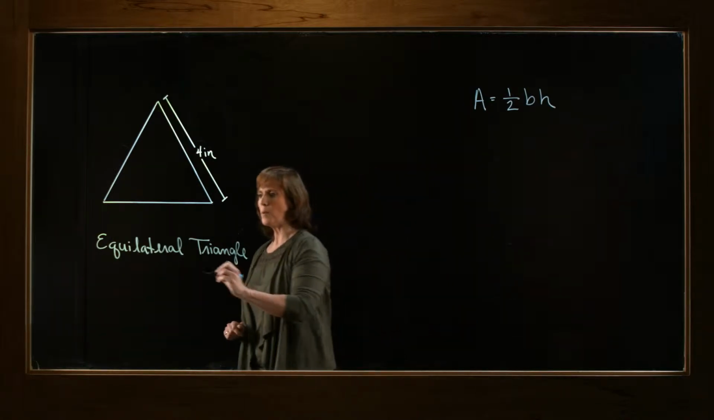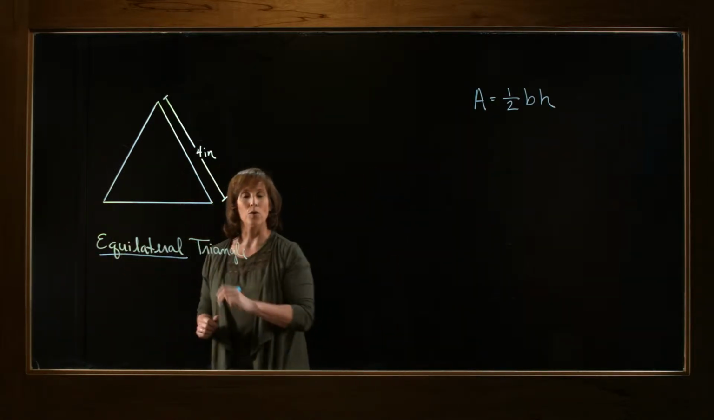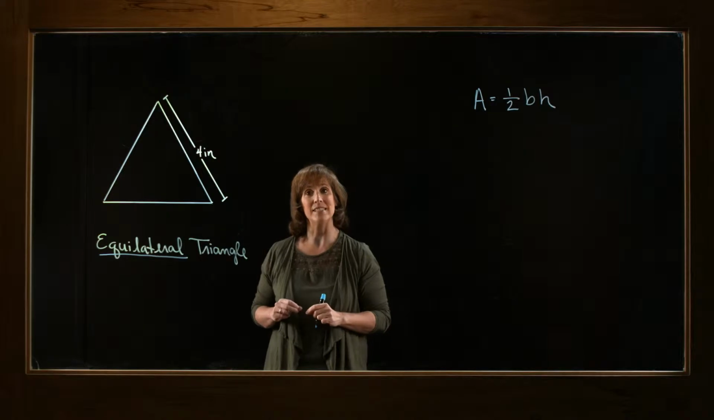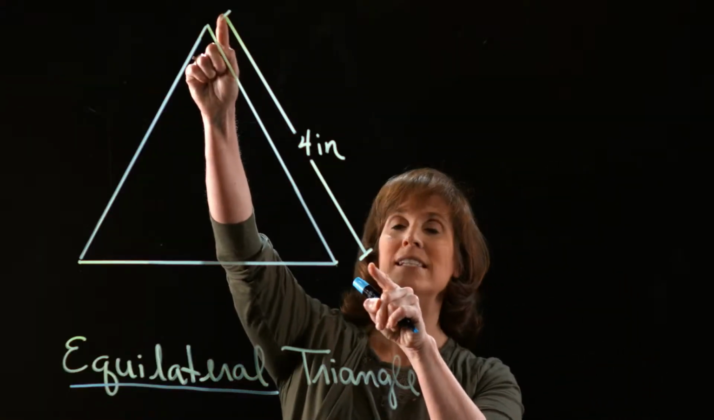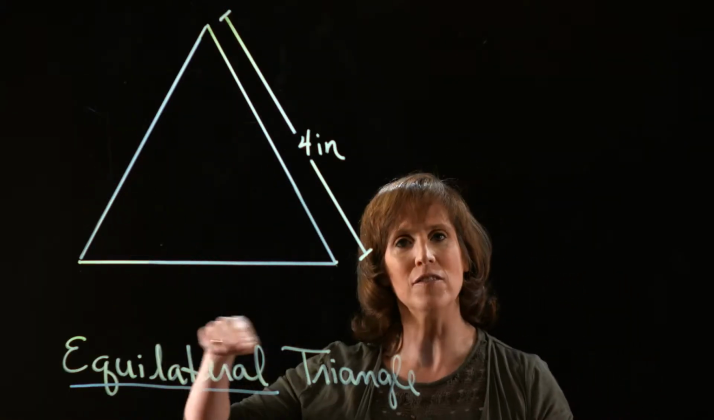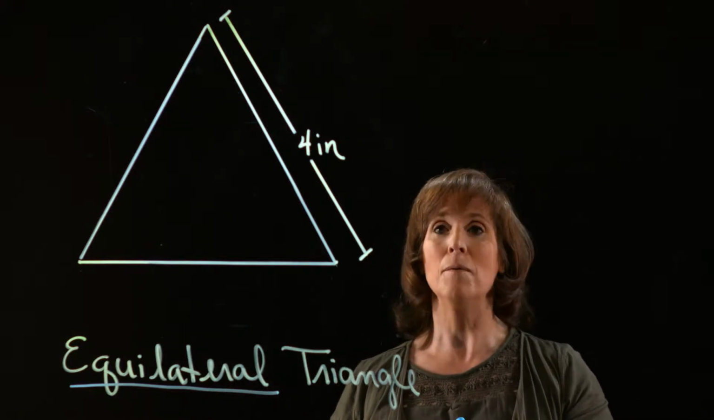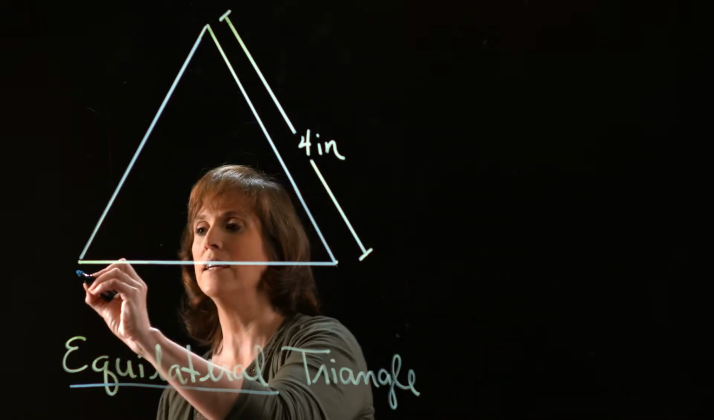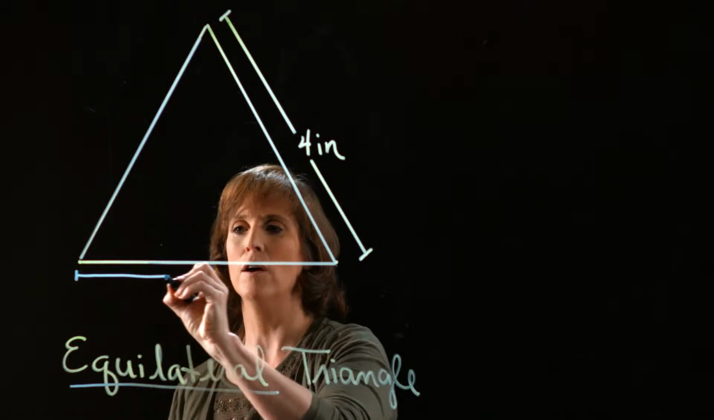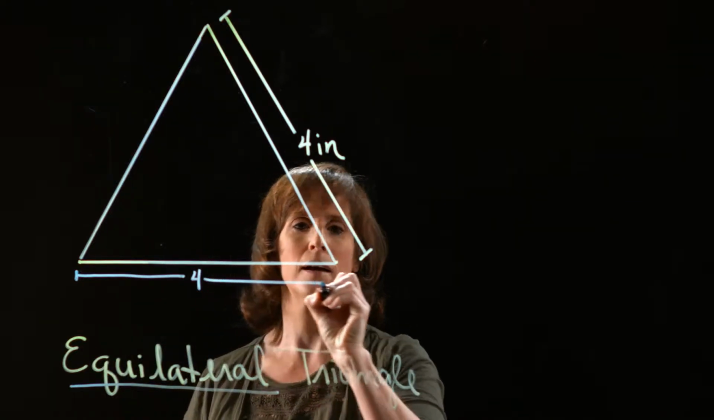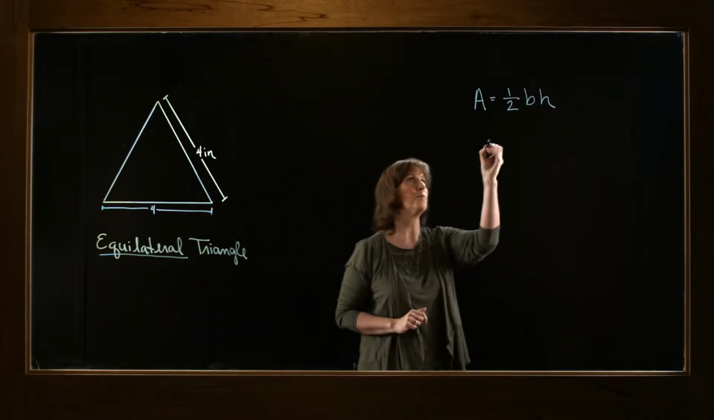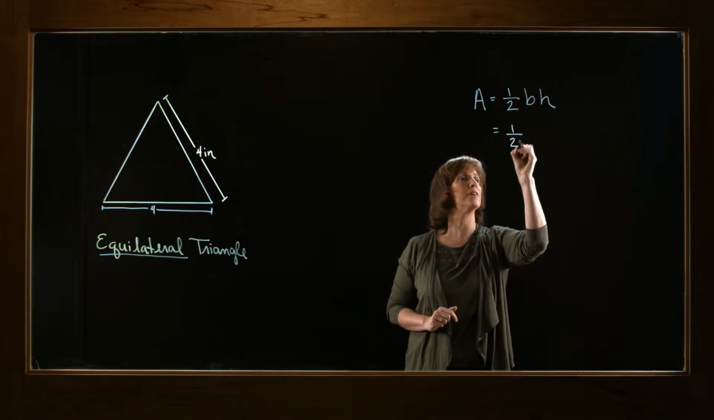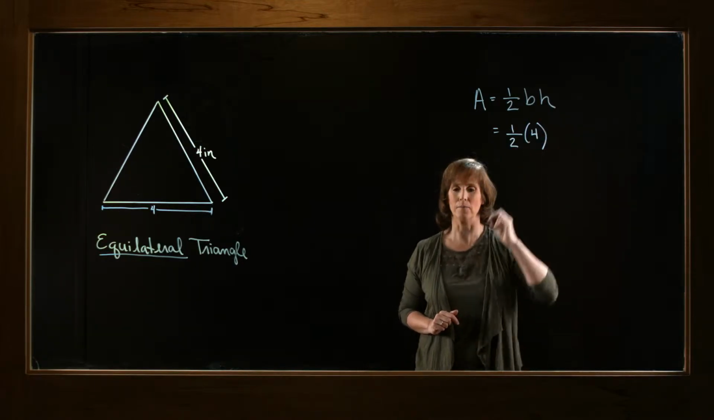Well, this is what we call an equilateral triangle, which means all of the sides have the same length. So even though this side is marked 4 inches, all of the sides are 4 inches. So the base of this triangle is also going to be 4. So in my formula, I can say that this is 1/2 times 4.